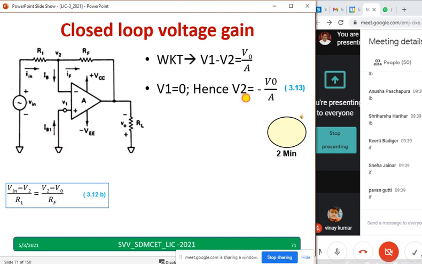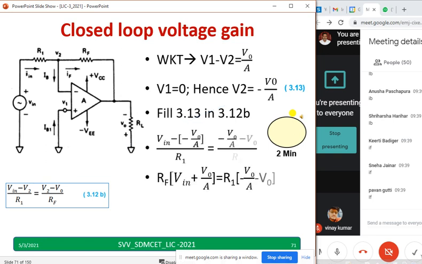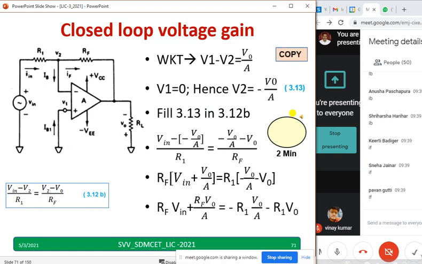Therefore, V2 becomes now what? Minus V0 by A from this equation. And this V2 equal to minus V0 by A, I am going to fill in the previous equation, Vin minus V2 by R1 equal to V2 minus V0 by RF. In this, I am going to rewrite the equation and simplify, that's all. So please copy down these 2 lines fast.